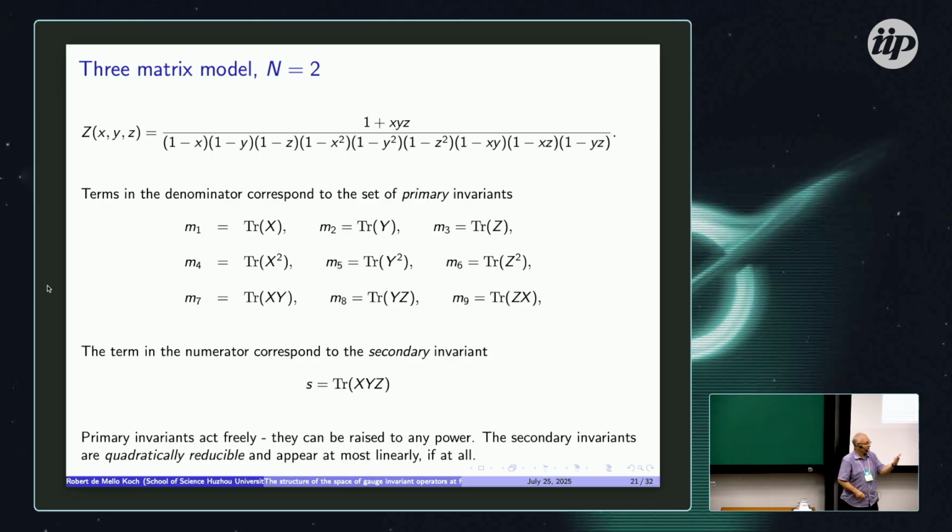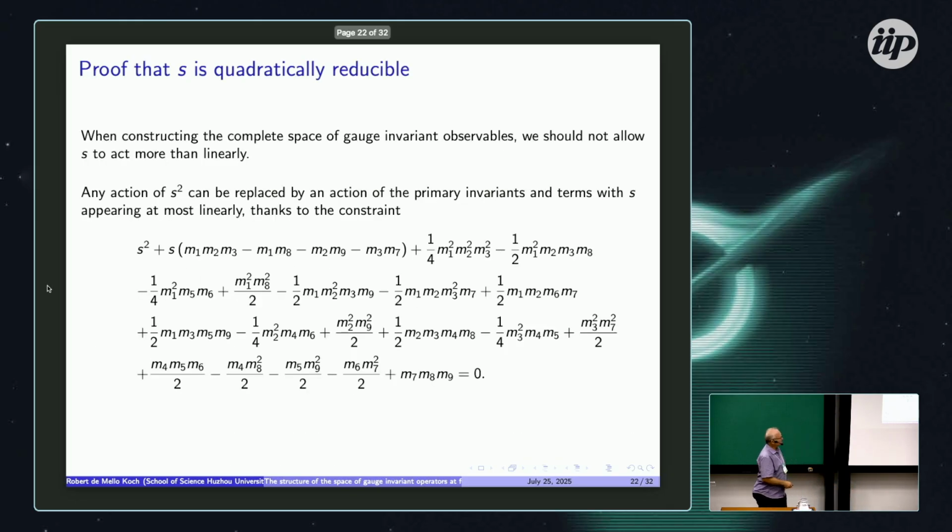Now, in our counting rule, one of our rules was you're allowed to use the secondary invariant, but not the secondary invariant squared. Where did that rule come from that you're not allowed to use s squared? It again comes from the trace relations. So from the trace relations, with a little bit of work, you can prove that this equation holds. And what this tells you is s squared plus a term linear in s times a polynomial in the primary invariants plus a polynomial in the primary invariants is equal to 0.